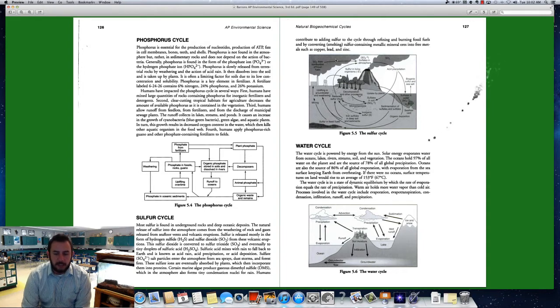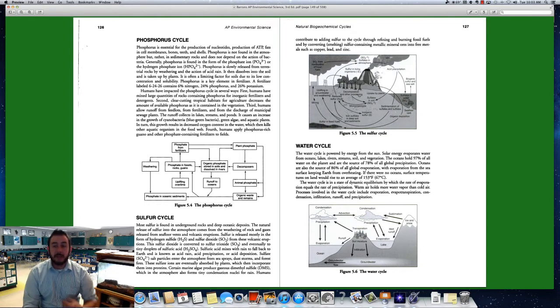Again, same image right here as you have in the more recent edition, kind of showing you all those different things. But again, the biggest one is that it's bound up in rock, and then is obviously mined. That's another way, along with burning fossil fuels, that we impact the sulfur cycle.